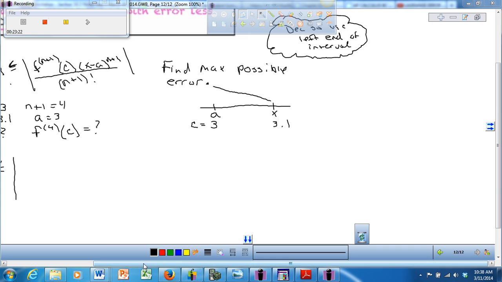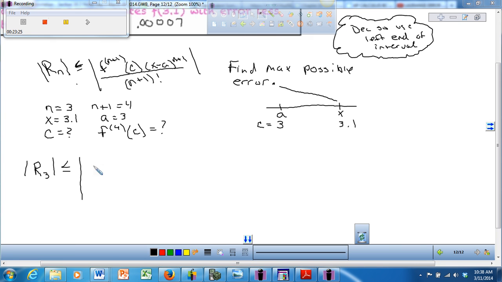So now we go back, and what will I have here? It'll be negative 16, but it's going to end up getting an absolute value on it, so that negative is going to go away in the end. So let's just leave it there for now. And x minus a, 3.1 minus 3 to the fourth, all over 4 factorial.